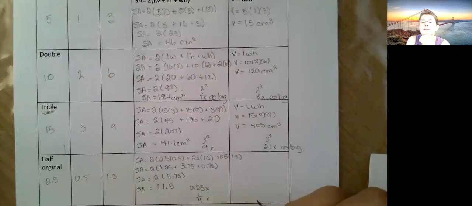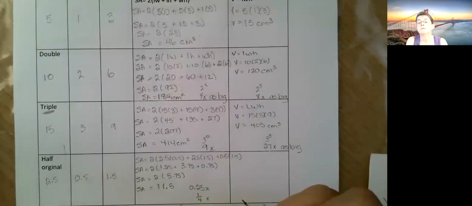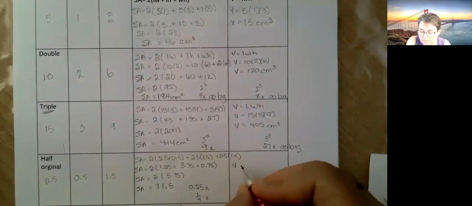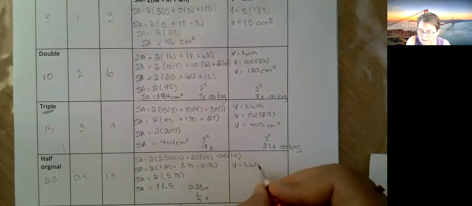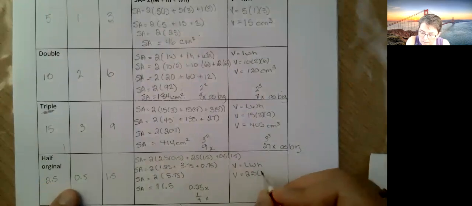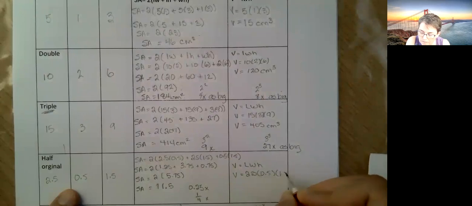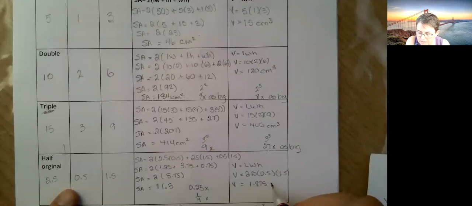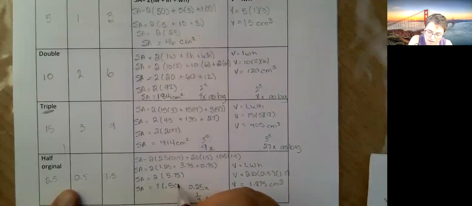I don't know if that helps you, but it's kind of like we took one side and reduced it by half. We took the other side and reduced it by half. So everything, a half times a half, is 1/4. So now our volume, length times width times height, 2.5 times 0.5 times 1.5, is .875 centimeters cubed. This was centimeters squared.